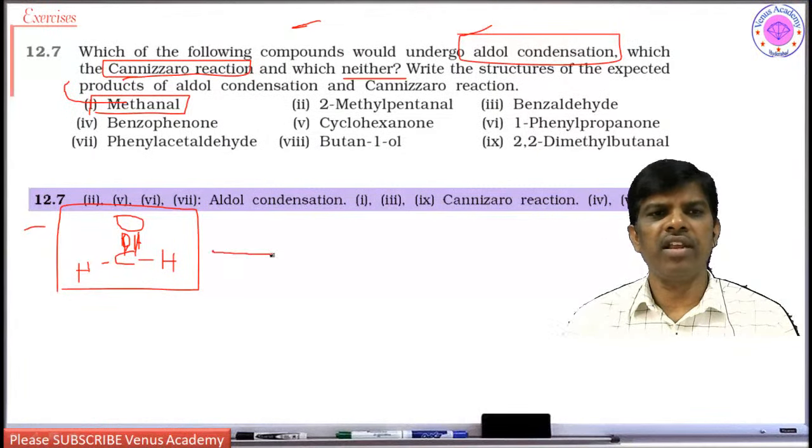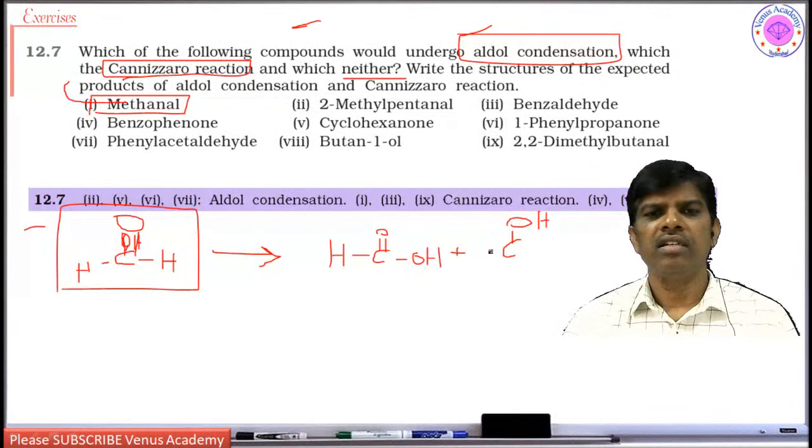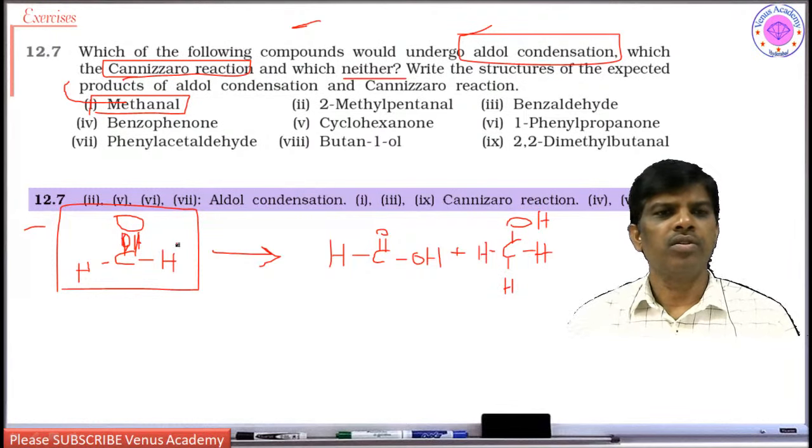Yes students, so in the Cannizzaro reaction, formaldehyde forms formic acid, oxidation of the aldehyde takes place, plus methanol. So it is self oxidation and reduction, and it is going to form methanol. It is an alcohol. Alcohol is the reduced product of aldehydes, right? So formaldehyde upon Cannizzaro reaction gives formic acid and methanol.